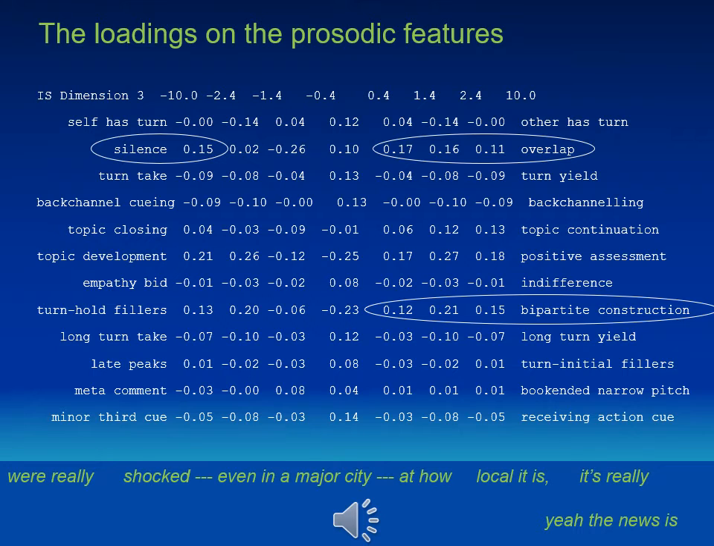Apologies for the messy slide, but what this shows is the loadings over those features for interaction style dimension 3. If you look at the ovals, the ovals say that this dimension relates to having a lot of silences, having a lot of overlap, and use of the bipartite construction. The bipartite construction is kind of like a colon or a long dash in many cases. It's used for different functions, but in this context, it's often used to show negativity.